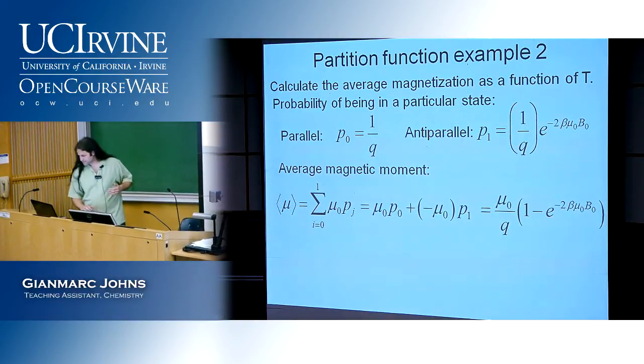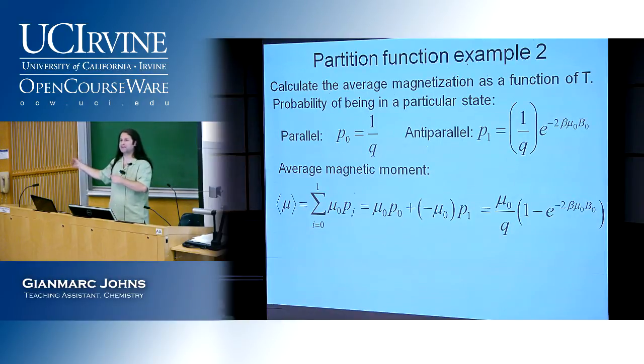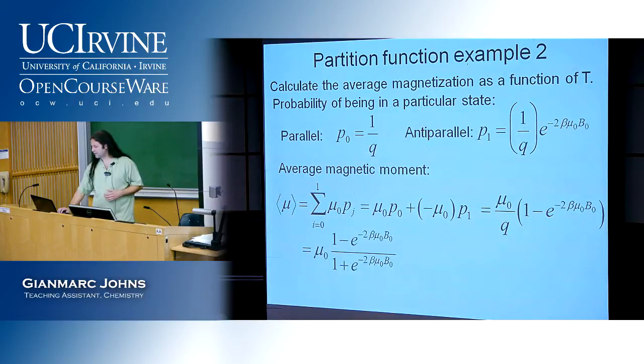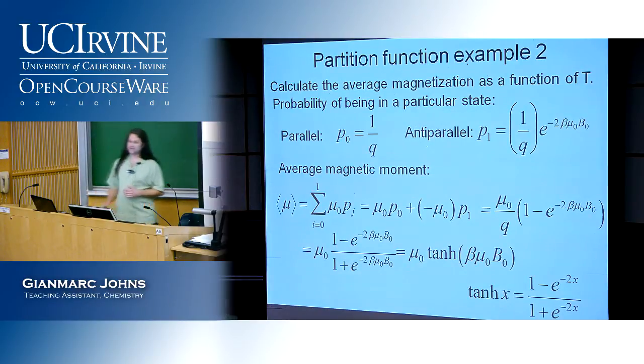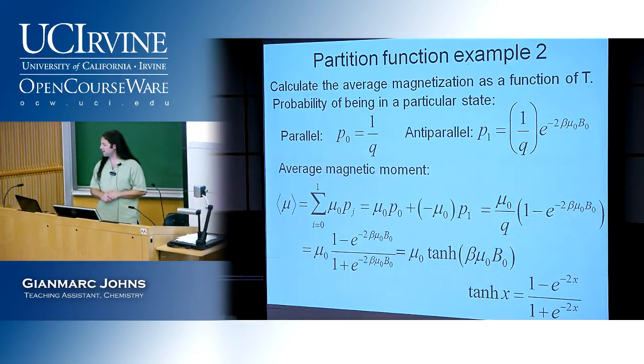So for the state with the magnetic moment pointing with the field, that's positive mu naught, you multiply it by the population in that state, which is the P naught up there. And the state pointing against it we're calling negative mu naught, and you multiply that by the population in that state, the P1. And then all the way to the right, we've just expanded that. If we want to get fancy, we can realize that this is the definition of the hyperbolic tangent, and you can write it that way. But that's not as productive.